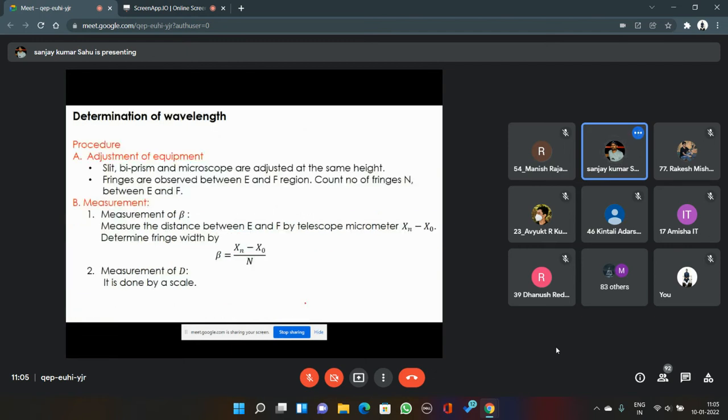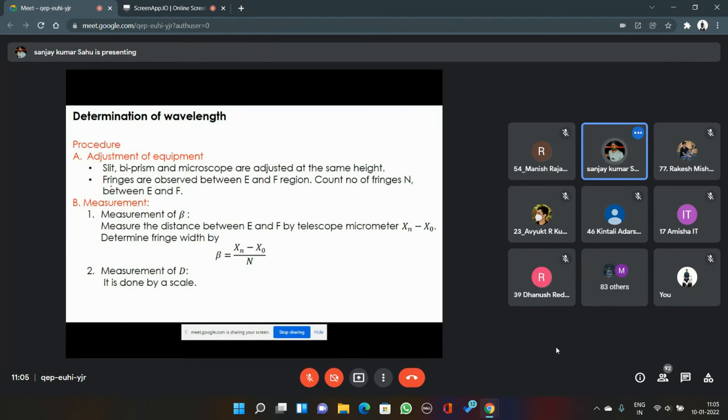So what is the procedure to do that? You have to keep the slit, biprism, and microscope at the same height, that means on the same line. Without that, you won't be able to see the fringe pattern. There will be some error.